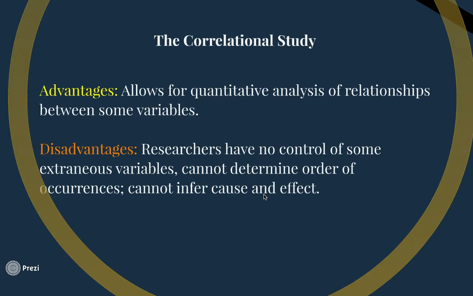Now, the disadvantage is that researchers have no control of some extraneous variables, like outliers that are farther out on the spectrum. Also, it cannot determine the order of occurrences, and it cannot infer cause and effect. Correlation is not cause and effect. It's just saying, hey, these two might have some type of relationship. Correlation is not saying, if I do this, then this will happen. That is completely the opposite.